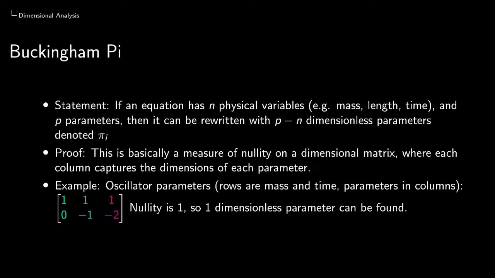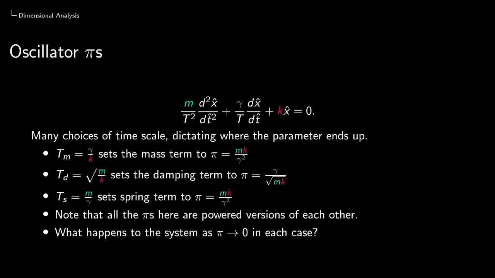Now, if you had a different dimensional matrix, you could even have a nullity of 2, in which case you would have two dimensionless parameters, but more often than not, the nullity is going to be that p minus n. You're guaranteed to have at least p minus n. You could have more if the nullity goes up.